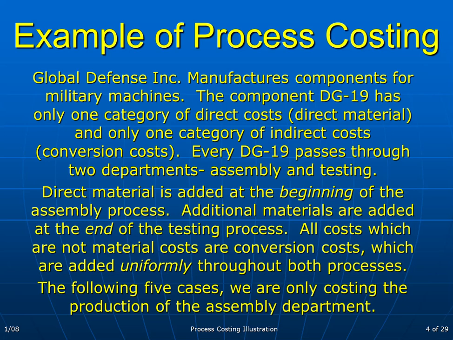In this illustration, we have only one type of material that's added at the beginning of the assembly process. With respect to the testing process, materials are added at the end of the process, and all of the conversion costs in each of the two processes are applied uniformly. Be aware that we could have a situation where we had direct materials introduced at two or more discrete places in the production process, in which case we would have to have a cost pool for each type of material that was introduced at a separate point in time.